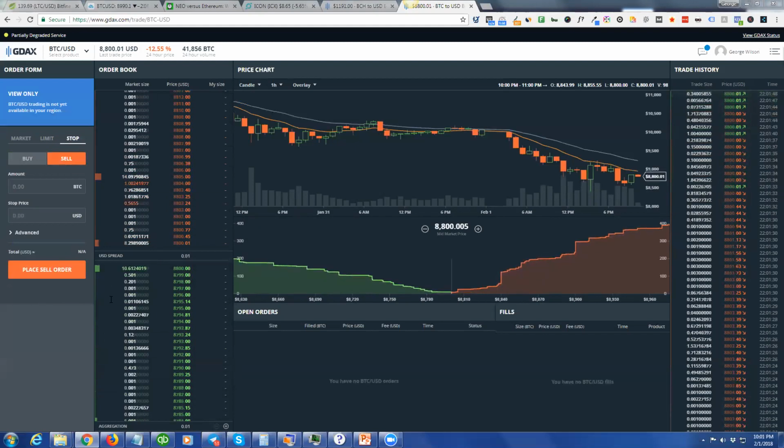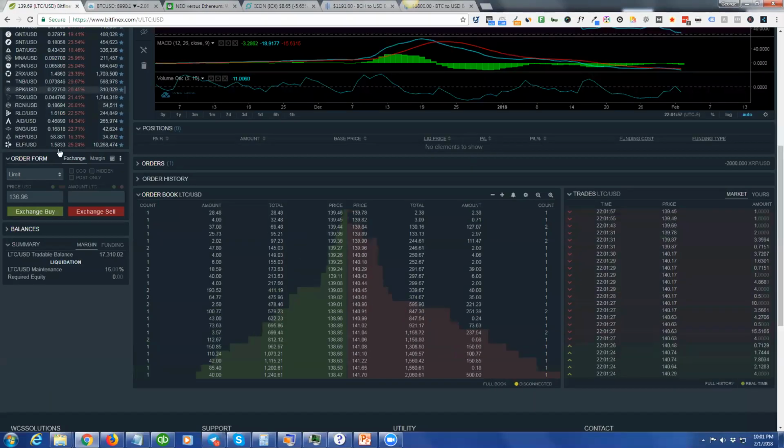So any questions on GDAX? And I'm going to just jump over to Bitfinex, and I'm going to show you. Theirs is a little bit more in depth, so I'm not going to go into the details.